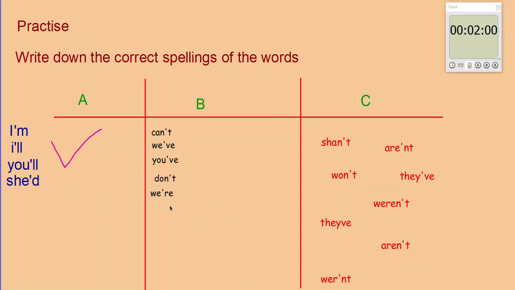So those are the 5 correct spellings in group B. Give yourself a tick on your whiteboard if you got those ones correct. Okay, in C, group C, here we are.